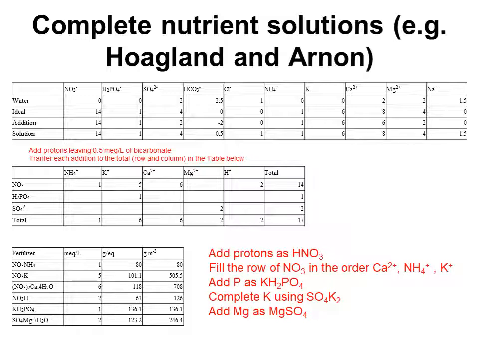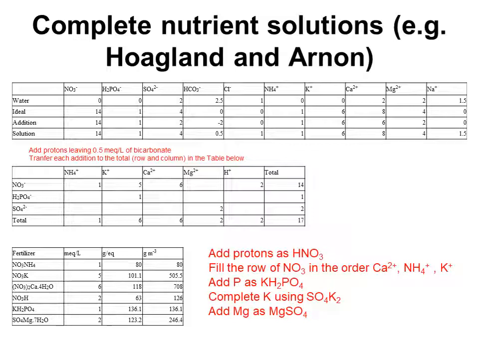For phosphate, we go to total phosphate, we need 1. For total sulfate, we need 2. And now, coming in this direction, we do the same. According to the total ammonium that we need to add, it is 1. We put here 1. The total potassium is 6. Calcium 6. Magnesium, we need to add 2. And protons, we said that we needed to add 2 protons, right? Okay.